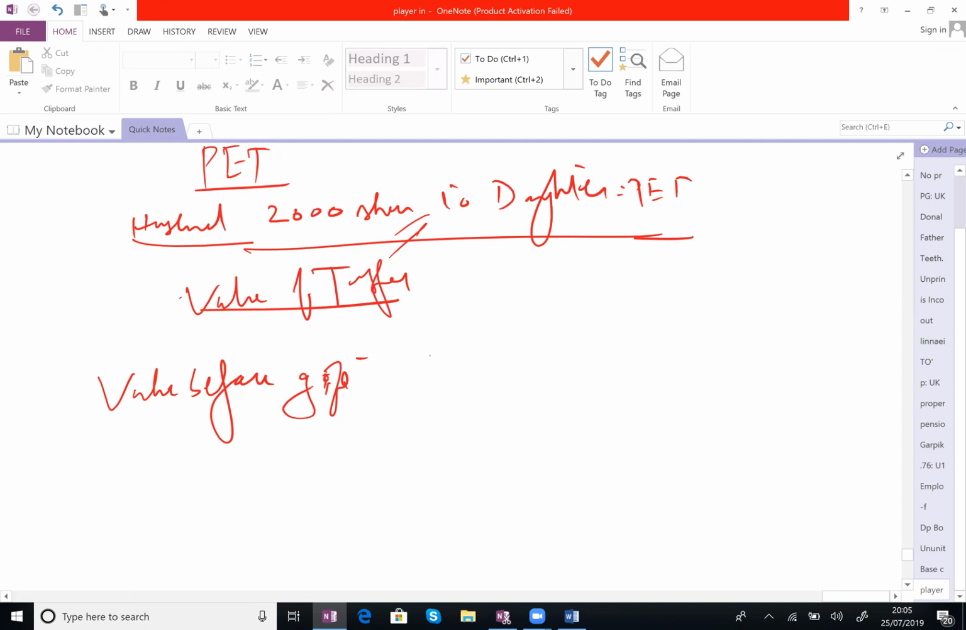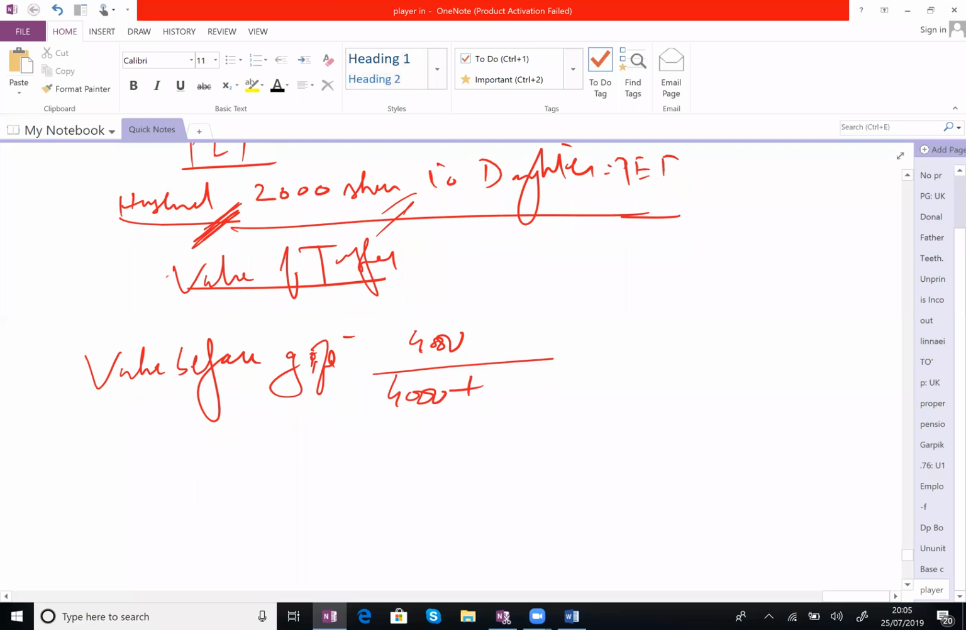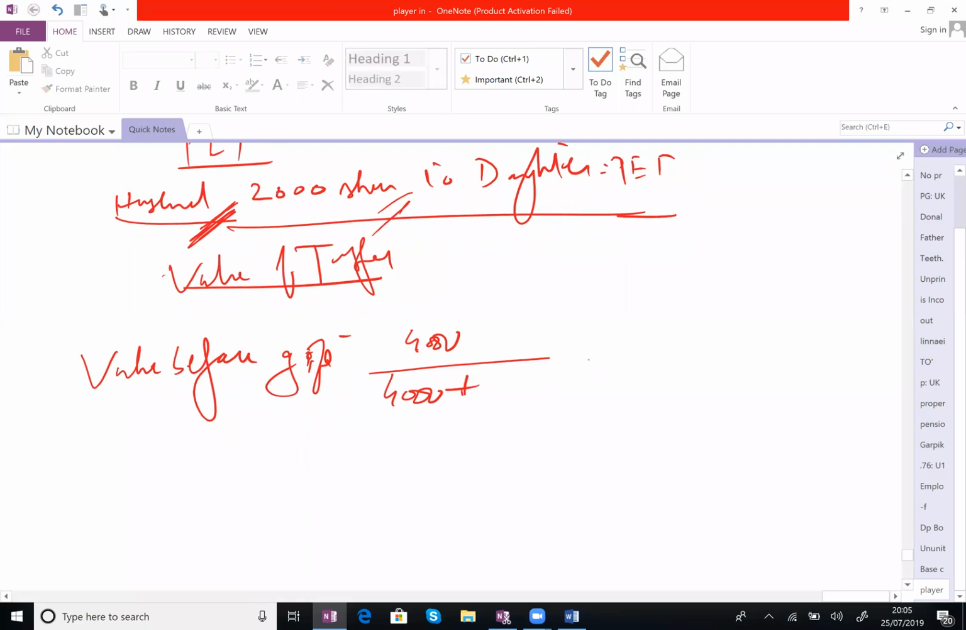I have 4,000 shares. Yes, you mean husband, 4,000. A means donor's wealth before gift, divided by 4,000 plus related party wealth. B means related party wealth. In this question, related party is wife and charity.